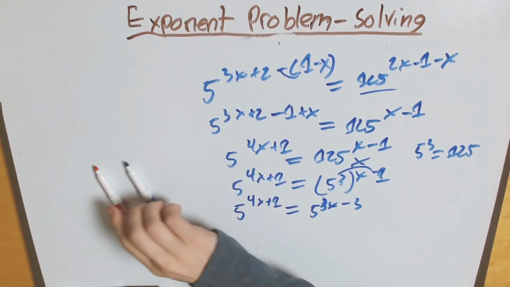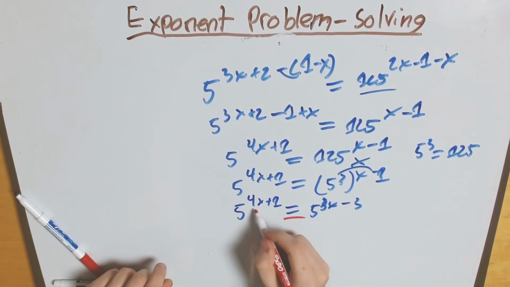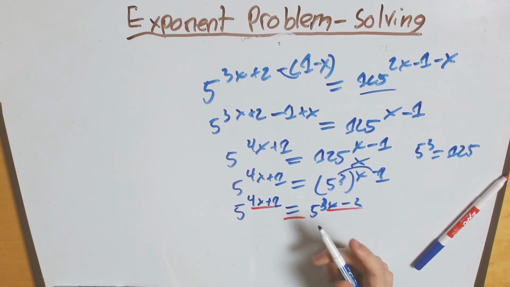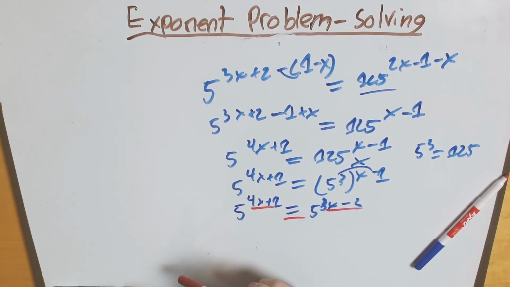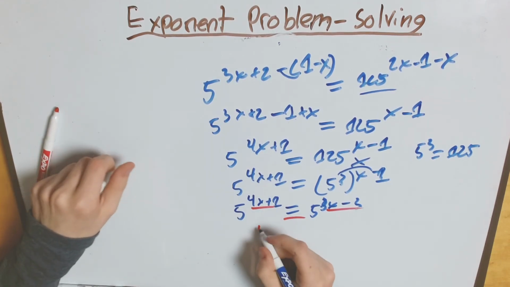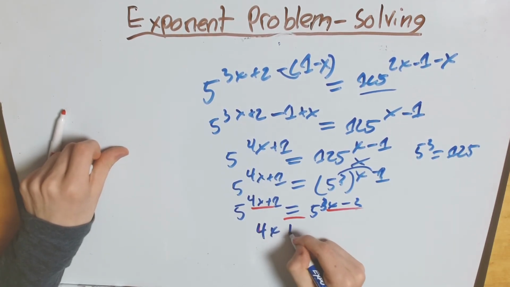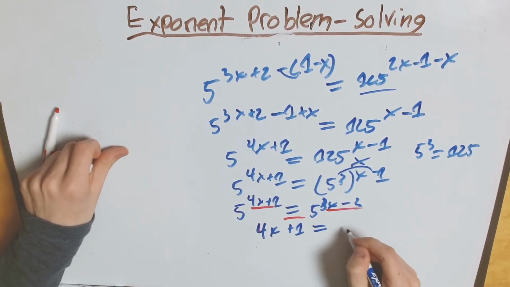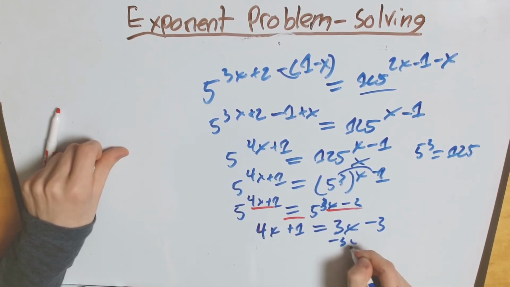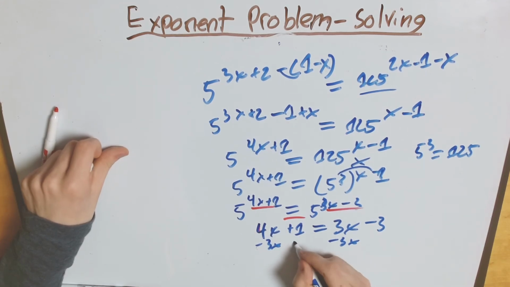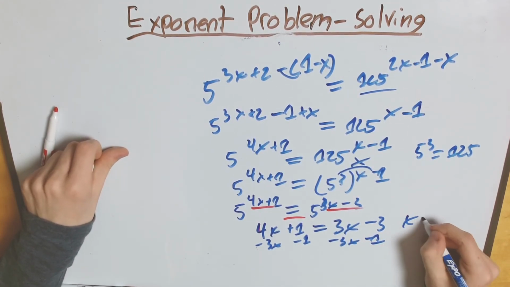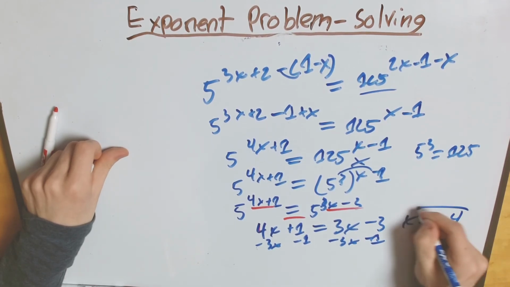Now notice again, we've got equal bases, so the exponents have to be equal. So we're going to set them equal. Then I'm going to get all my x's on one side and all my non-x's on another. It just so happens that x equals negative 4.